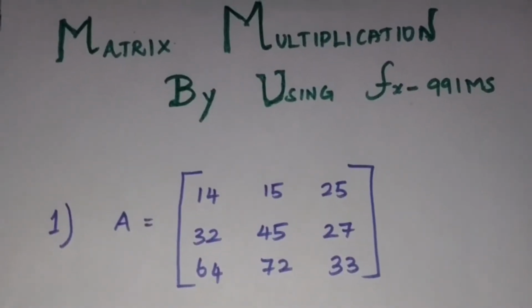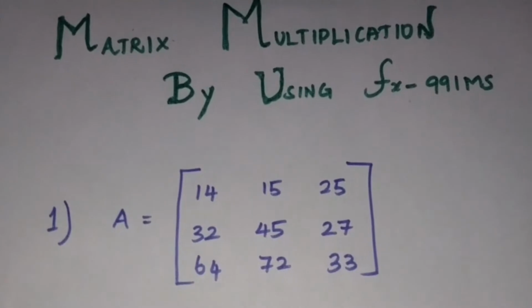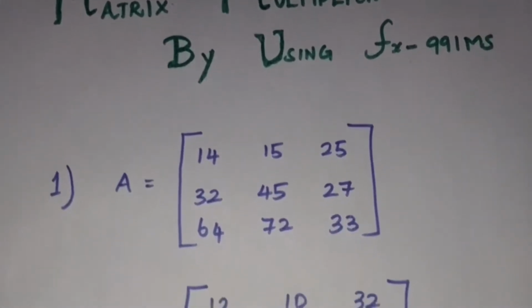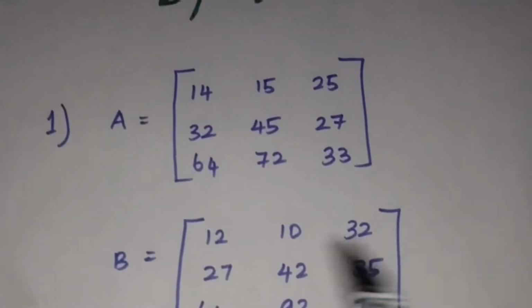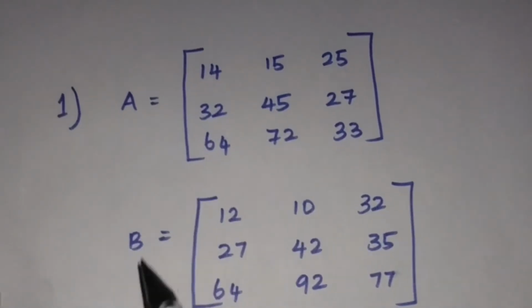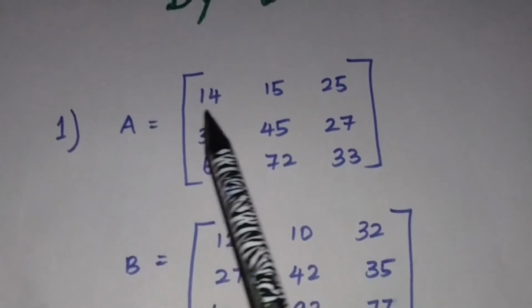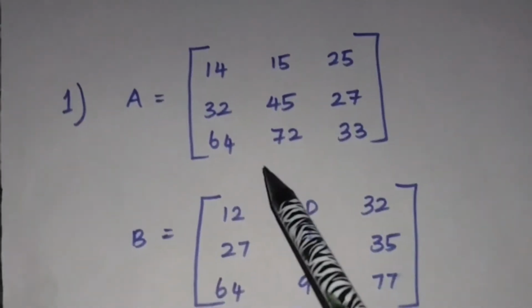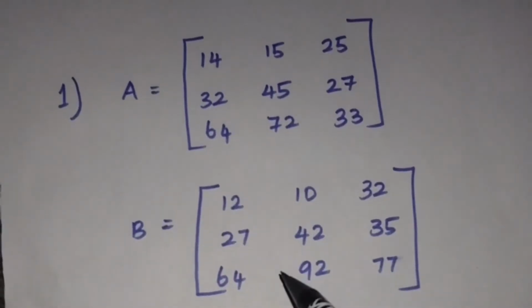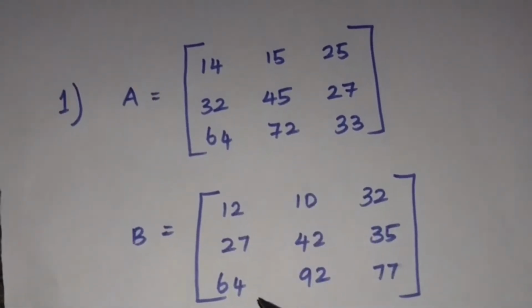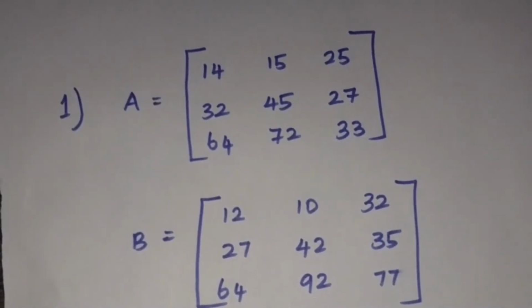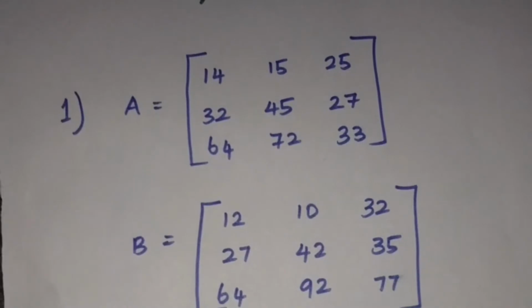So the first topic is matrix multiplication by using a calculator. Let us consider the example. Here we have two matrices A and B. A is a 3 by 3 matrix, so we have 3 rows and 3 columns. Also B is a 3 by 3 matrix, 3 rows and 3 columns. So we will see how to find the matrix multiplication by using a calculator.